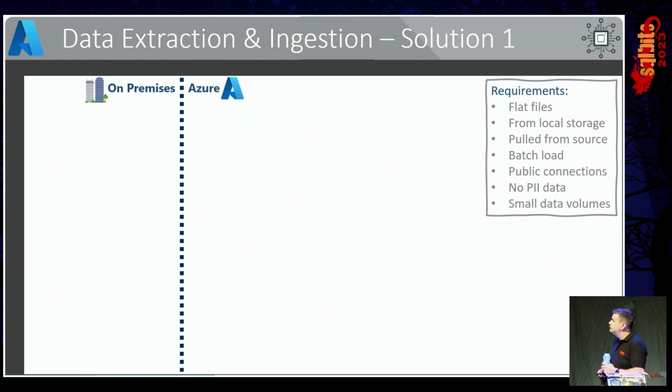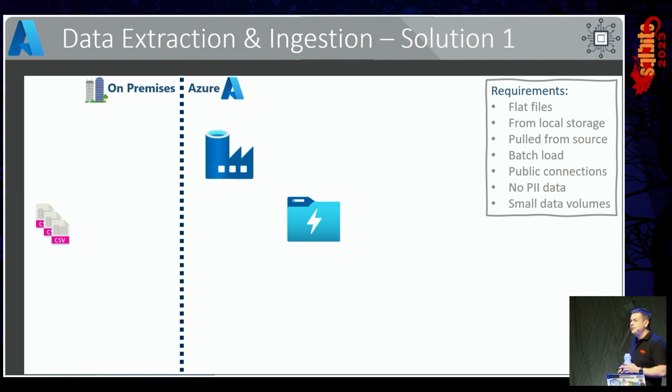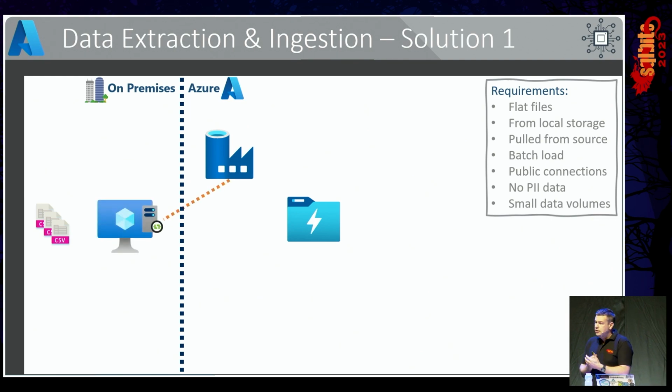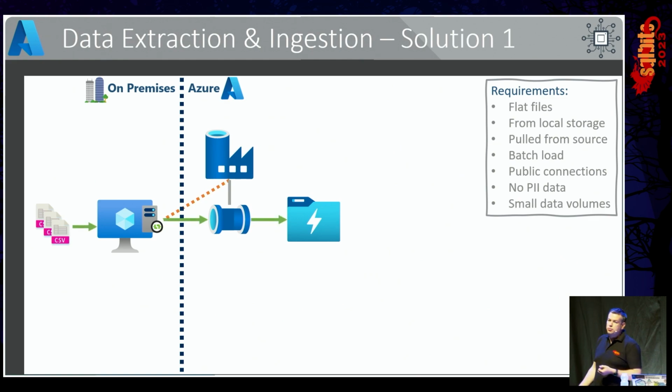Solution version 1, on-premises to Azure, some CSV files. I'm going to land it in some storage in Azure. I'm going to use Azure Data Factory to do it. I'm going to deploy a self-hosted integration runtime to allow that data factory to reach down to that on-premises network. And I'm going to create a pipeline with a copy activity to bring that data in. Based on those version 1 requirements, solution number 1, done.